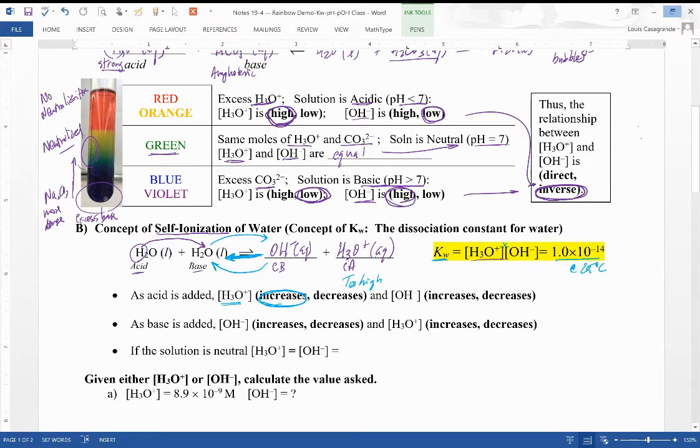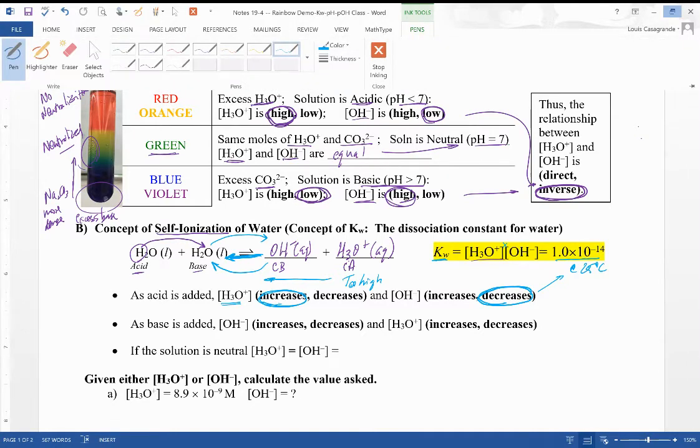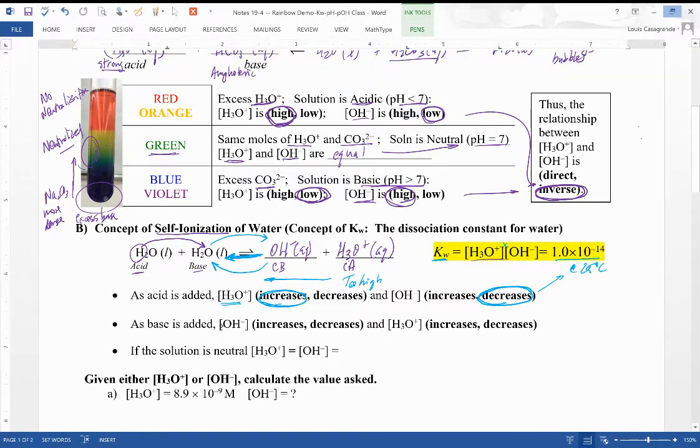And what that's going to do is cause us to react, and as it reacts, it's going to decrease the concentration of the hydroxide ion until we bring those concentrations, the product, back down to 10 to the minus 14.